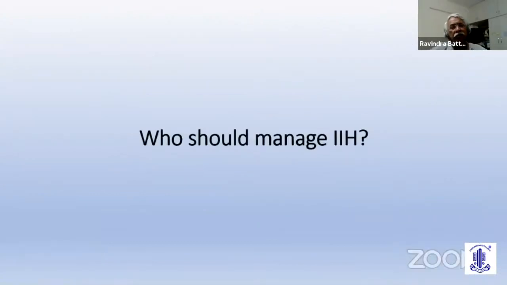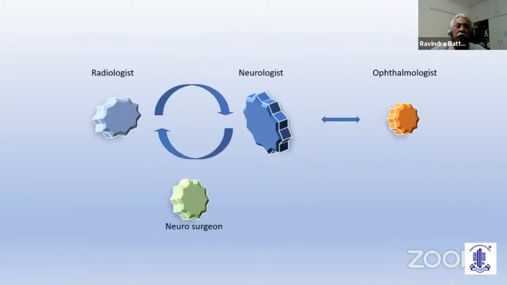In the early days of raised intracranial pressure, when ICP elevation was poorly defined, it was mainly the neurologist who, working with the neurosurgeon and the radiologist, was able to diagnose something called pseudotumor cerebri and completely manage them, whereas the ophthalmologist was relegated to the backwaters, just documenting progressive visual loss in these patients without much of an input in terms of management.